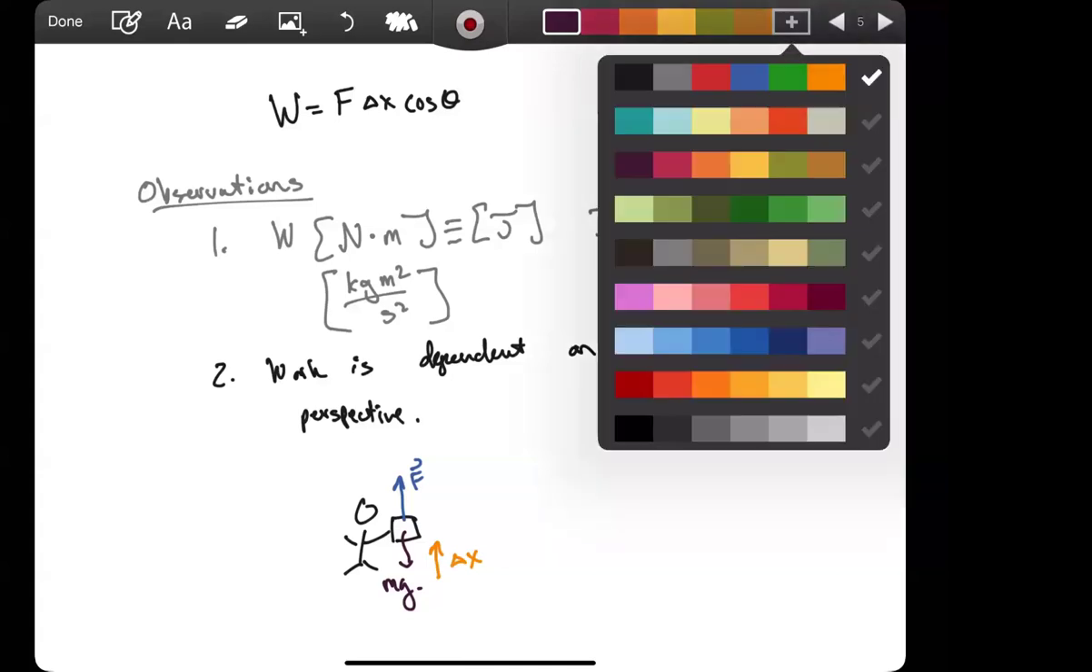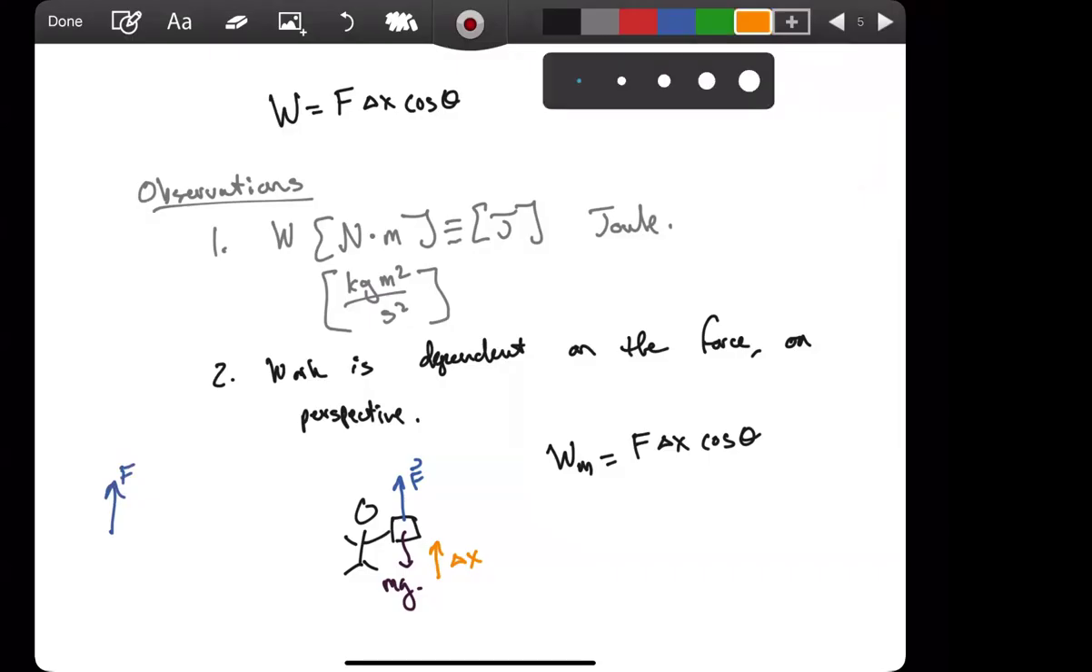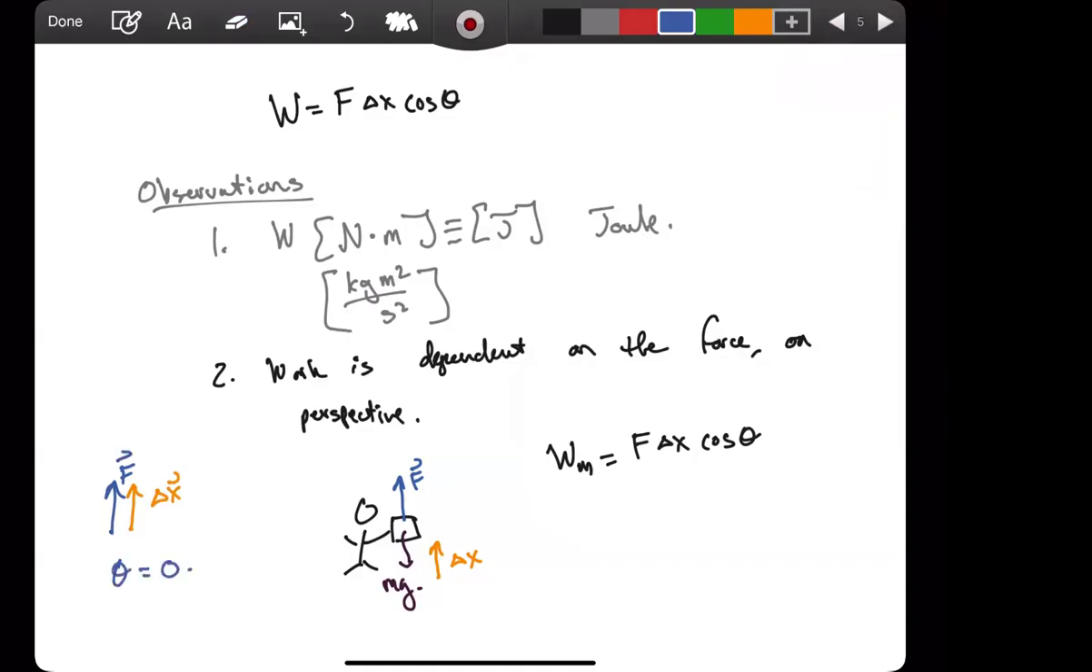Now, if I ask the question, how much work did I do? The work done by me is going to be equal to the force times the displacement times the cosine of the angle between the two. But in this case, since my displacement is upward and my force is upward, these two are parallel. My force is this way, my displacement is also this way, which means that the angle between the two is simply equal to 0.